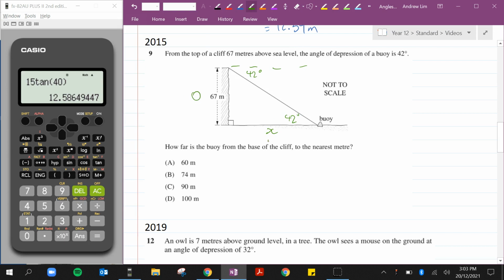Opposite, adjacent. Remember, we're doing it in reference to this angle here, inside the triangle. Again, we're going to be using tan. Tan of 42 is equal to opposite over adjacent. I'm going to swap these two. x is equal to 67 over tan 42.